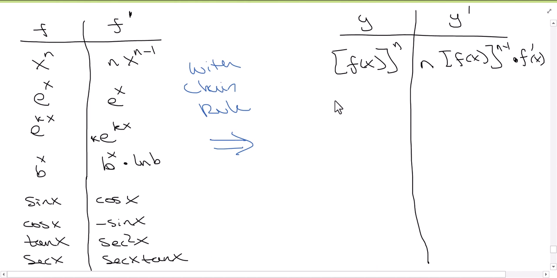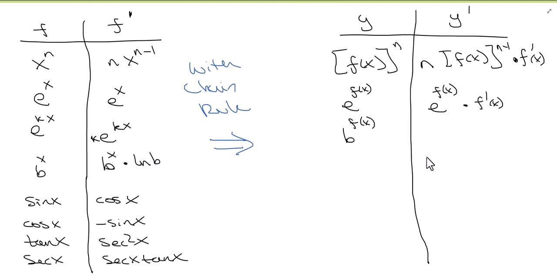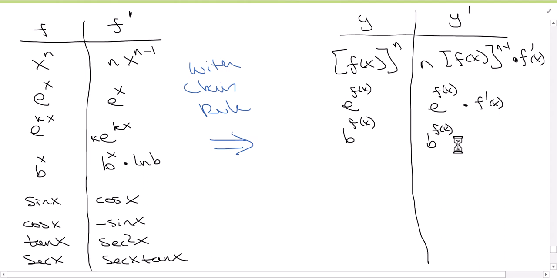And then the e is going to be e to the f of x, right? So the derivative will be the exponential back, e to the f of x times f prime of x by the chain rule. And then b to the f of x, you get the exponential back. Even if the base is not e, you always get the exponential back. So it will be b to the f of x times the natural log of b, because now the base is no longer e, and then by chain rule times f prime of x.